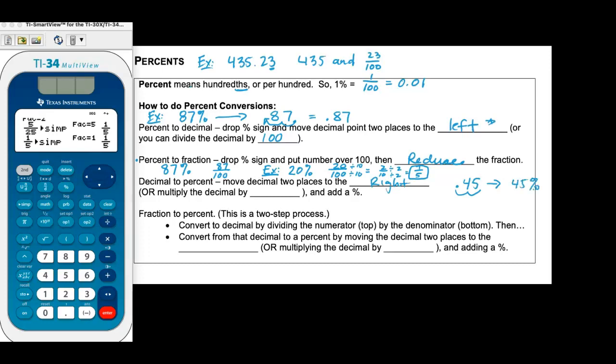That's also the same as multiplying the decimal by 100. Every time you multiply by a factor of 10, it moves the decimal right, however many zeros you have in the multiple of 10. So you can see right here, if I take 0.45 and multiply by 100, you end up getting 45%. So either method works, moving the decimal or multiplying by 100. You just pick whichever one works for you.